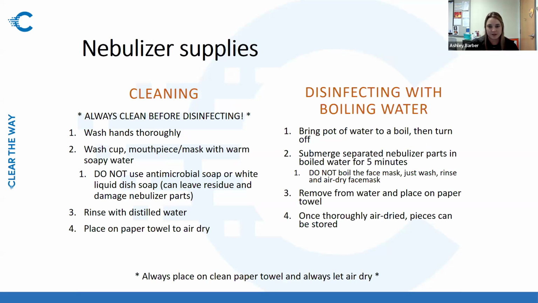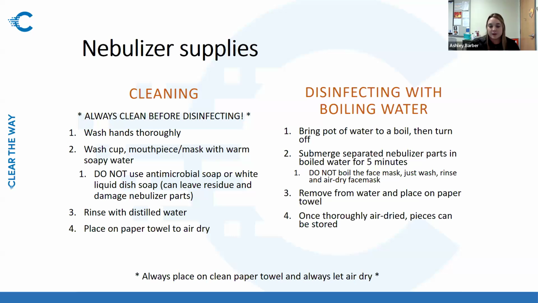So I wanted to start off with nebulizer supplies, as some airway clearance devices have nebulizer supplies in line you can do with them. So cleaning, we always want to clean before we disinfect any of our devices. And the first step for both cleaning and disinfecting is always to wash our hands thoroughly first. So cleaning nebulizer supplies, you're going to wash the cup, mouthpiece, and mask with warm soapy water. Do not use antimicrobial soap or white liquid dish soap because it can leave residual and damage nebulizer parts. Rinse with distilled water and place on paper towel to air dry.